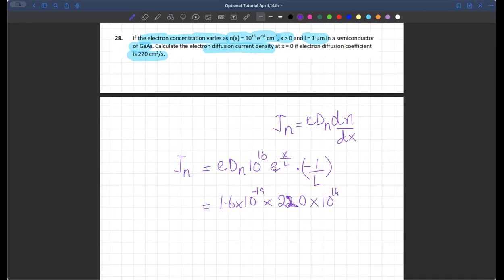And 10 to the power 16. You're going to see it's a similar equation that we already have. So e to the power negative 0, e to the power of 0 is just going to give you 1, right? And negative 1 over L. So 1 over L, it should be 1 micrometer. Just convert that into centimeters, so 1 times 10 to the power negative 4. So just solve this one, you're going to get your answer. That is going to be the answer to this question.